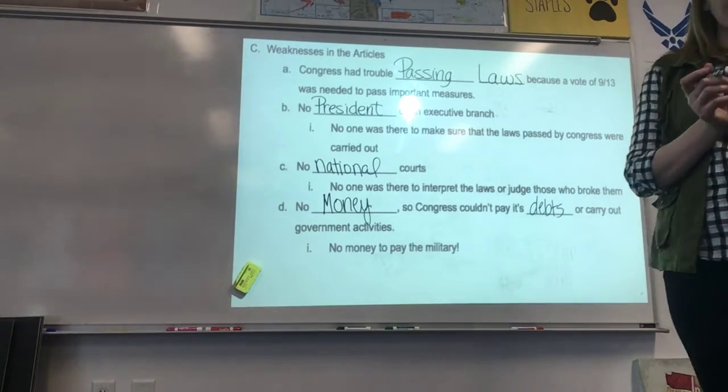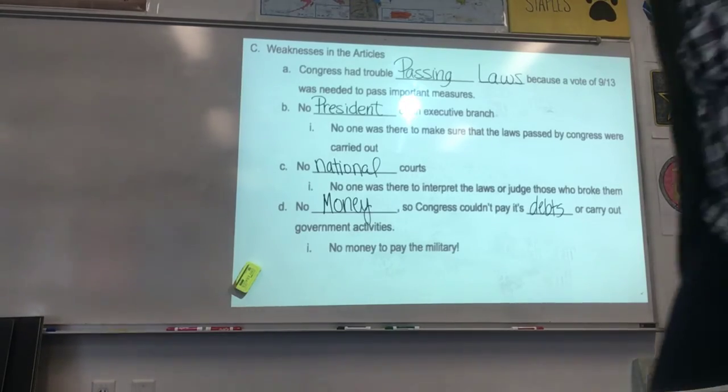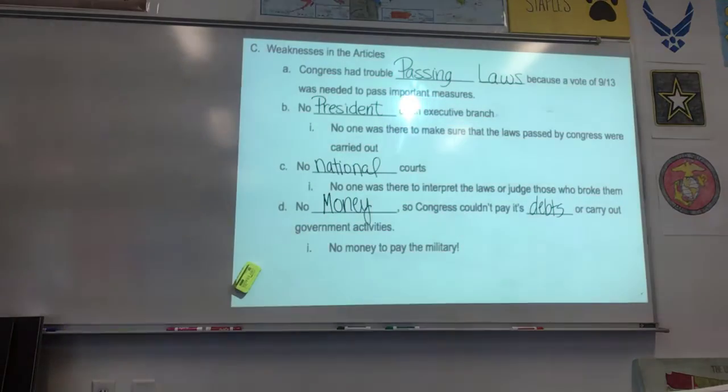Okay, so let's say you take out a loan for your car and you don't pay that car loan. Guess what? They're going to come take your car, okay? You have to pay your debts back. No money to pay the military? Guess what? Nobody's going to fight for your country.